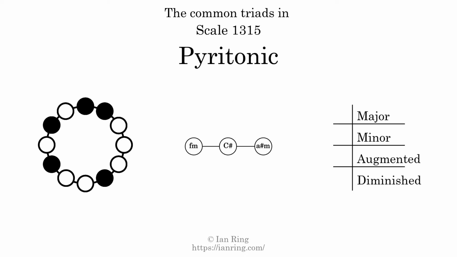010100100011. Here are the common triads present in this scale. The diagram in the center is a graph of parsimonious voice leading between triads. There is one major triad. There are 2 minor triads. There are no augmented triads. There are no diminished triads. Here is a Hamiltonian path of parsimonious voice leading that uses all the triads.